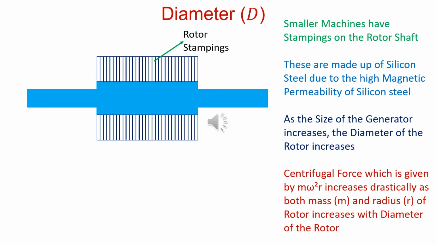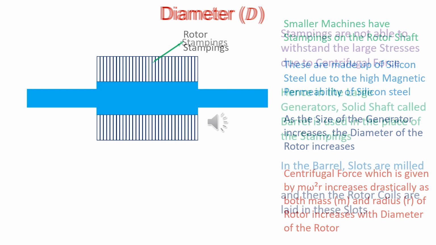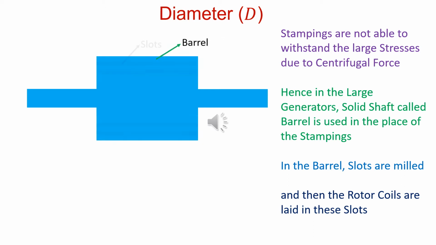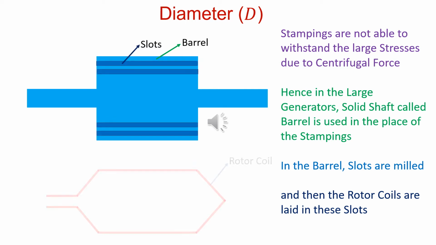Smaller electrical machines have stampings on the rotor. As the diameter of the rotor increases, both mass and radius of the rotor increase. Hence, centrifugal force, which is given by m omega square r, increases. Rotor stampings are not able to withstand large centrifugal force. Hence, in large turbogenerators, solid shaft called barrel is used.